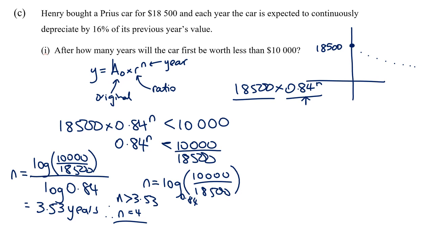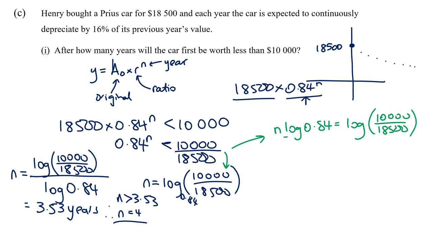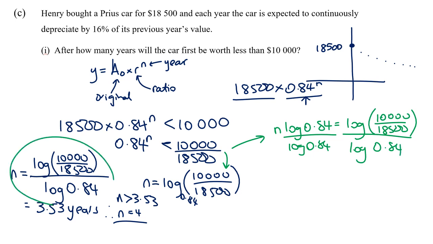Now, if you remember back, some of you won't. To go from there to there, what we did is we took the log of both sides, and there's a log rule that you can use. So we turn it into that there. Okay, and then we divide by that log of 0.84, which is that step just there. Okay, if you lost that part, that's the maths that we did on the log lesson.